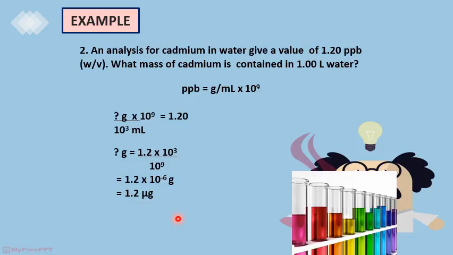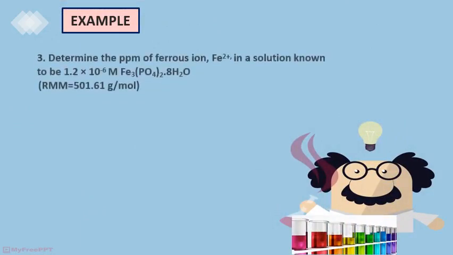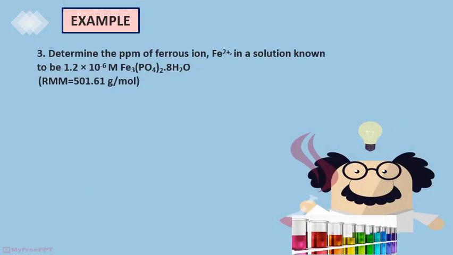For this question, make sure you know what the question is asking and what information is given. And then you must know the ppb, what is the unit in weight per volume. Another example. Determine the ppm of ferrous ion Fe2 plus in a solution known to be 1.2 times 10 power of minus 6 molar of this molecule. Given the molarity and the molar mass.